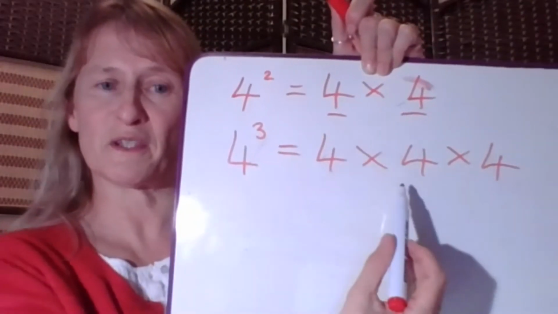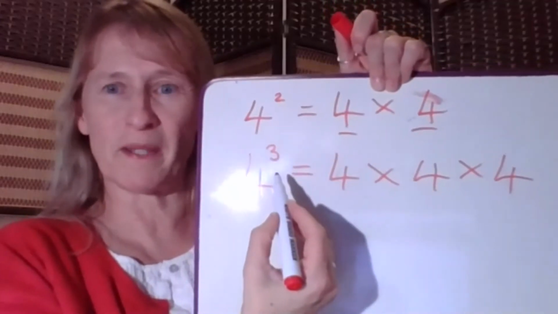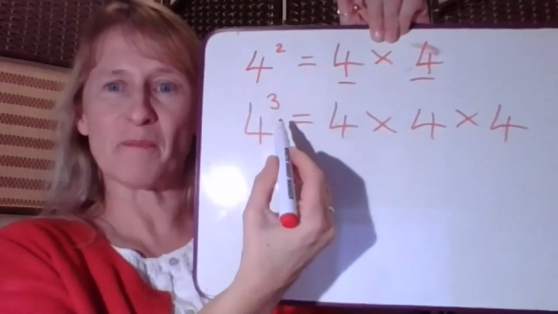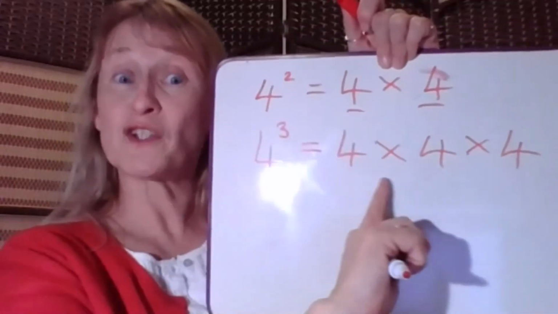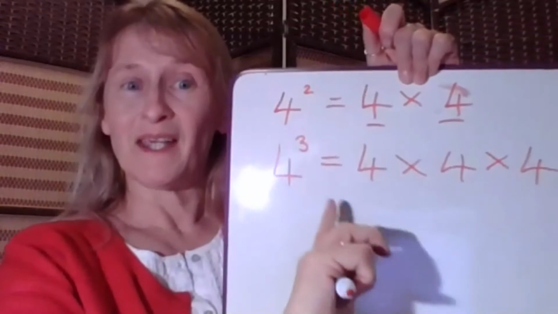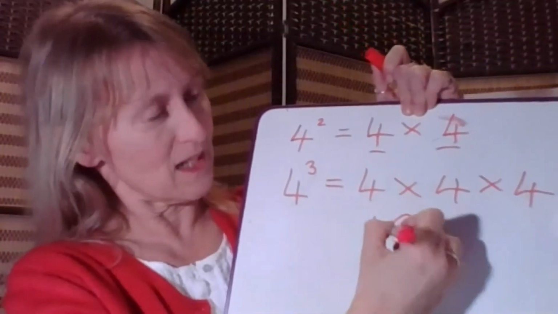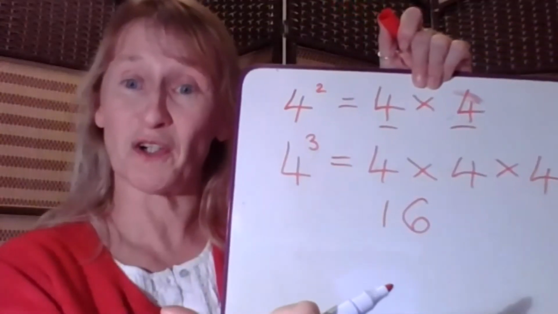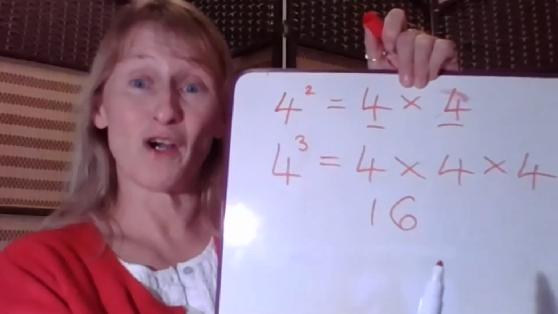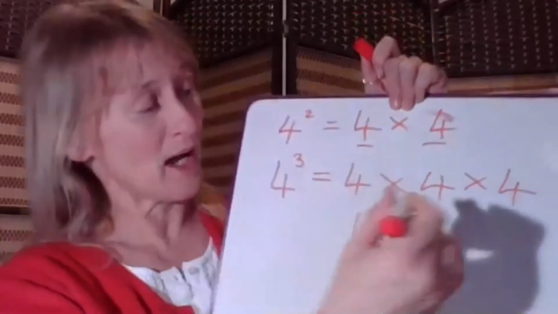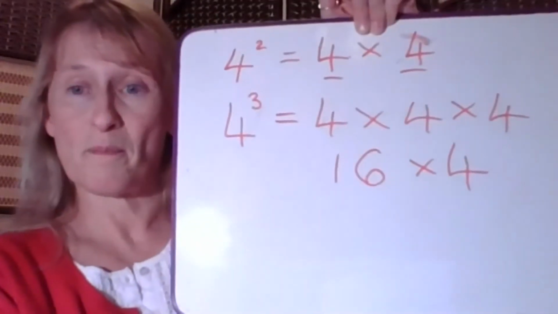And you see there's a 4, there's a 4, and there's a 4. All right, so that's all that cubing is. You put the little 3 up there and you multiply 4 together 3 times. Now, the way to do that is to multiply these two together first. 4 times 4 is 16, and you know that because you've just learnt your squares. So you know 4 times 4 is 16. If not, you can have a peep at your multiplication square and then multiply it by the final 4.